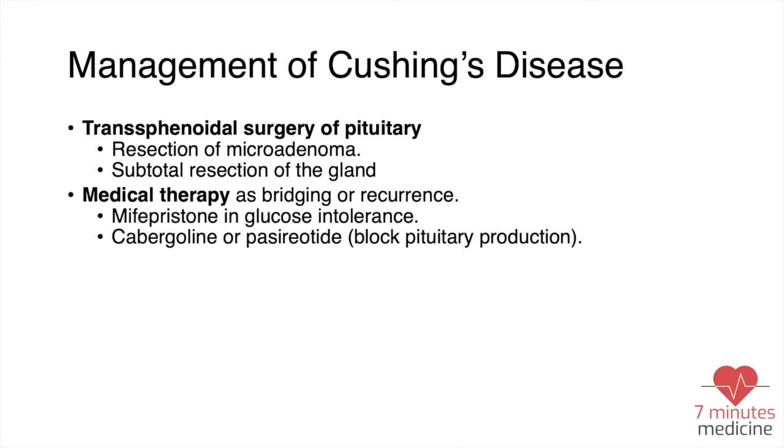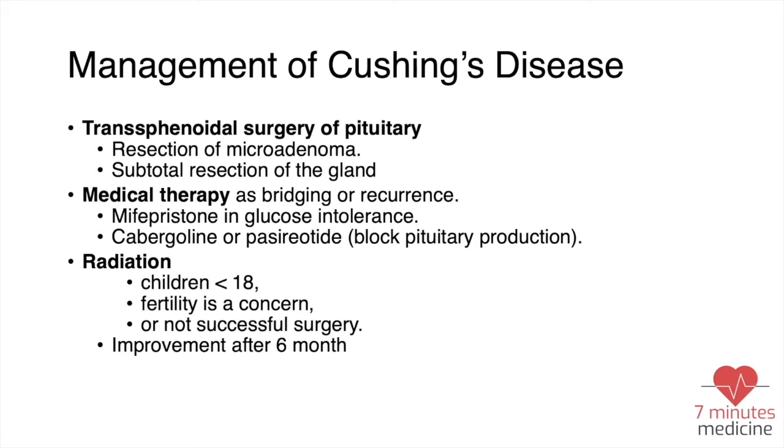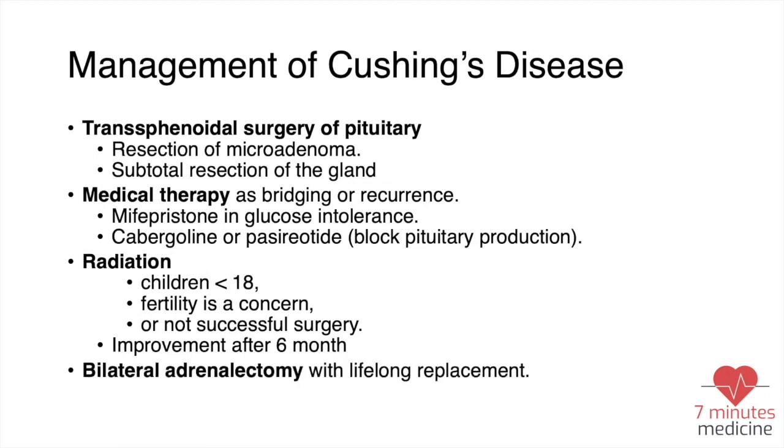Mifepristone can be used for glucose intolerance, and cabergoline or pasireotide can be used to block the hormonal production of the pituitary gland. And you can use radiation, especially in kids, or if there is no successful surgery, and it will take some time for them to improve. So many times you give some medications beside radiation as a bridging. And the last thing is to do bilateral adrenalectomy. So you stop the production of cortisol hormone at the adrenal level and you give lifetime replacement.